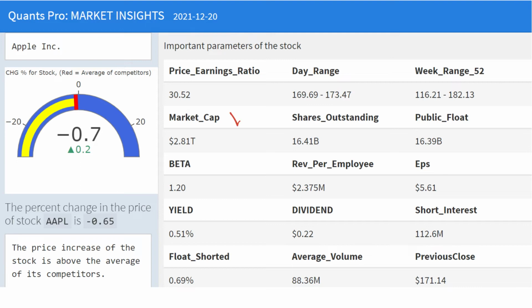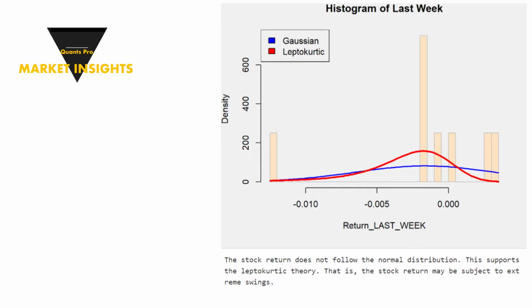The market capitalization value, which expresses the weight of the company's performance in the market, is $2.81 trillion. Public float value is also approximately 16.39 B. The stock of the company closed at 171.14 with an average volume of 88.36 M. While the stock oscillated in the range of 169.69 to 173.47 during the day, the 52-week movement range was 116.21 to 182.13.